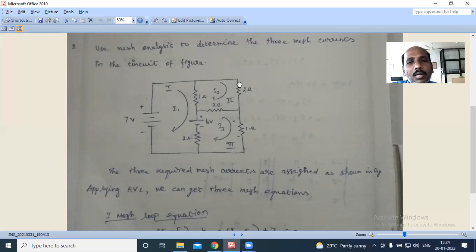Sometimes, if they ask what is the power dissipated in the 2 ohm resistor, we can write the I squared R formula. I is 2 ampere, so 2 squared into R, 2 ohm. So 2 squared is 4, into 2, 8 watts is dissipated in the 2 ohm resistor. In such a way, we can find the current flowing through each element, the voltage across each element, and the power dissipated in each element by using the mesh method. Okay. Thank you.